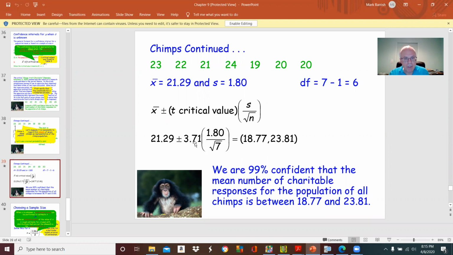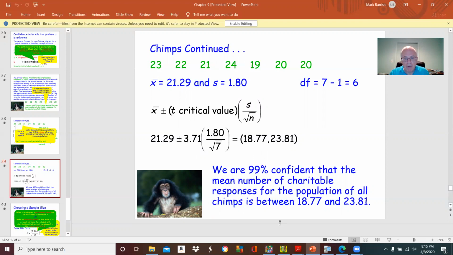Now, they did a lot of rounding here, so this is the interval they end up getting. 3.71 times 1.8 divided by the square root of 7. Notice you put 7 in here for your sample size. You put 1.80 for the sample standard deviation. And you calculate your margin of error. You add and subtract that from X bar, and you get 18.77 as your left endpoint, 23.81 on the right endpoint.